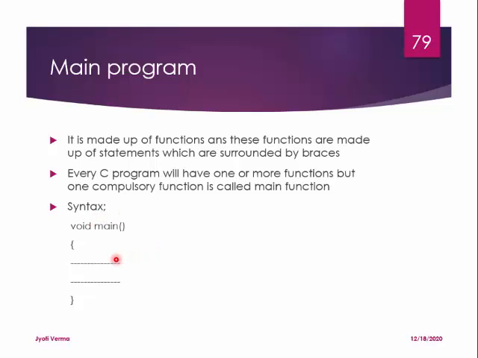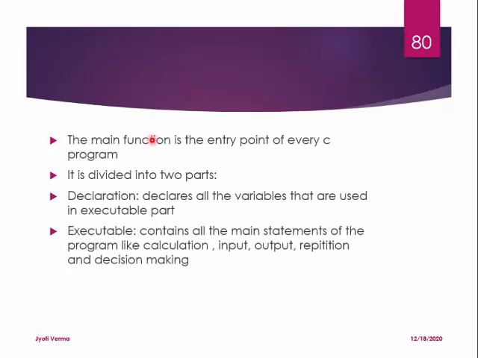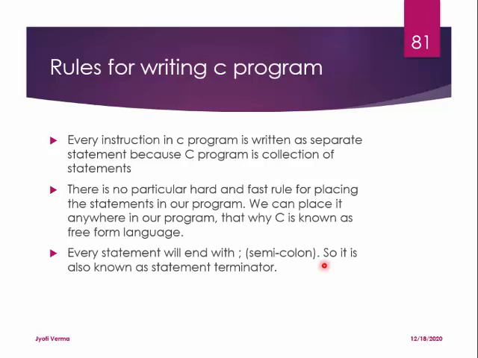So that was our structure of the C program. Fine. The main function is the entry point of every C program. It can be divided into two parts, declaration and executable part. Declaration part declares the variables that are used in executable part. Executable part contains the main statements like calculation, input, output, decision making, repetition, everything. Now rules of writing C program.